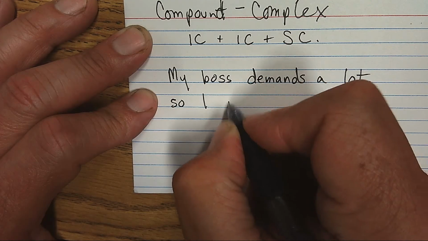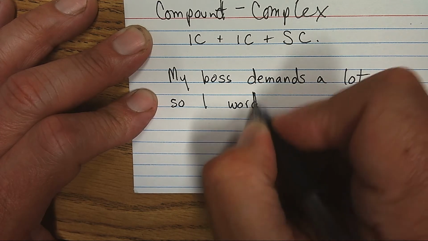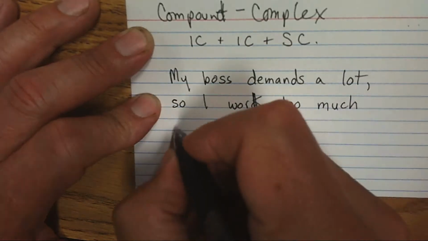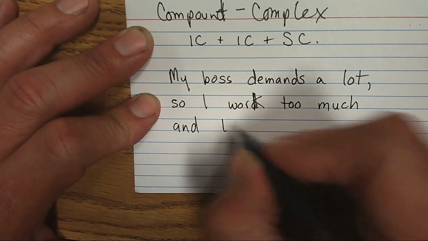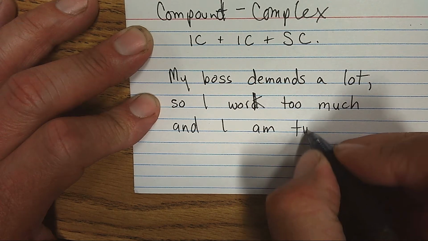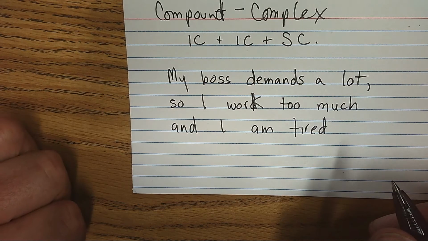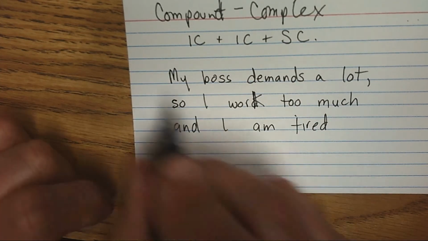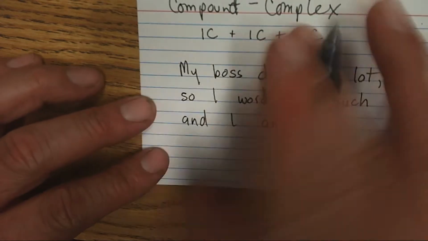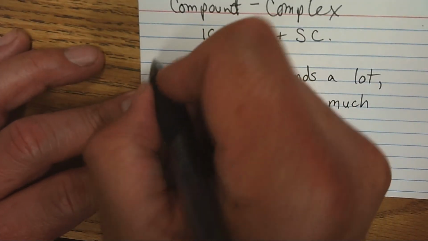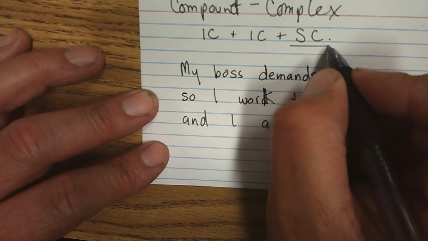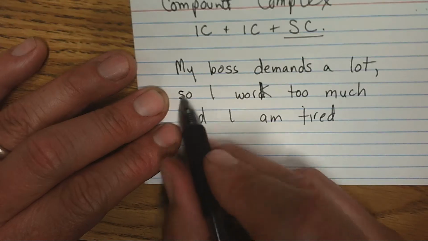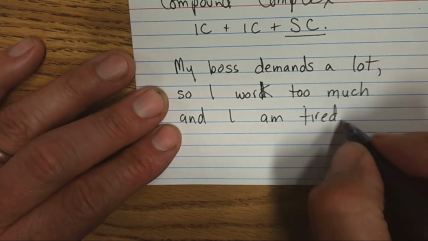So I work too much, and I am tired. Oh, I think I did mess up. Let me fix this. Scratch this out of your memory for a moment. We need a subordinating conjunction to start one of these clauses. So we just have two coordinating conjunctions. So this makes just a compound sentence with 3 independent clauses.